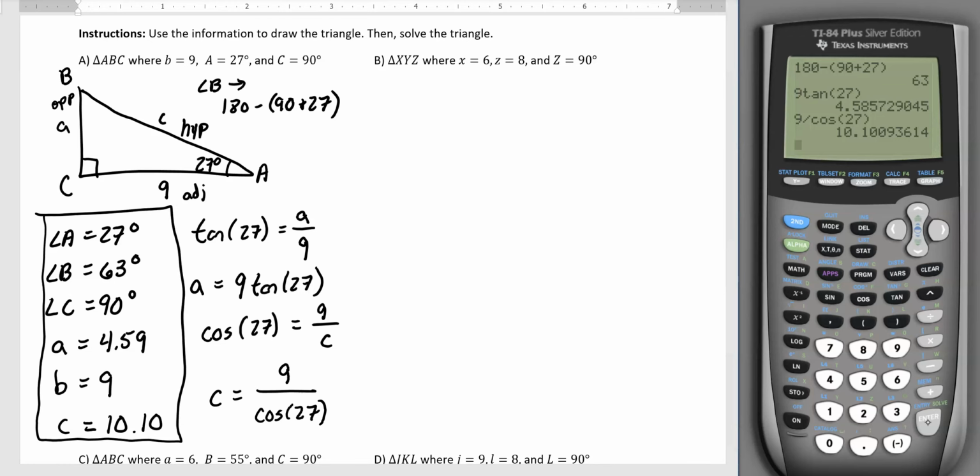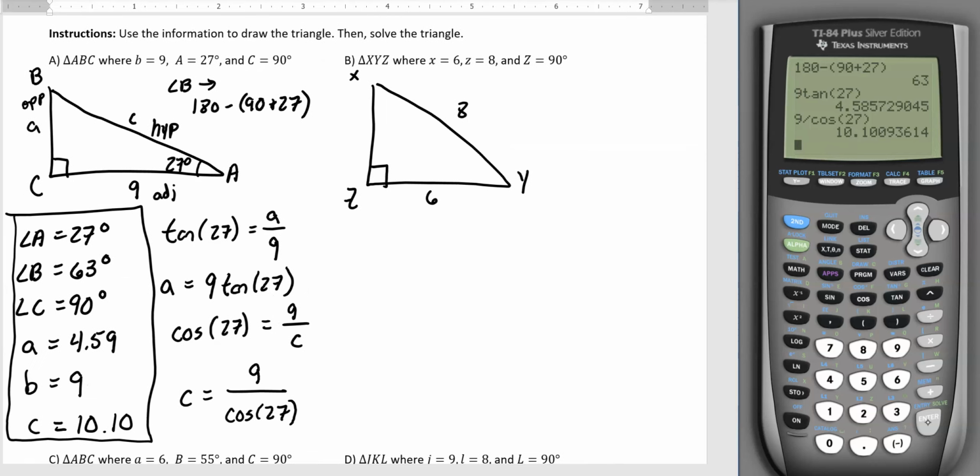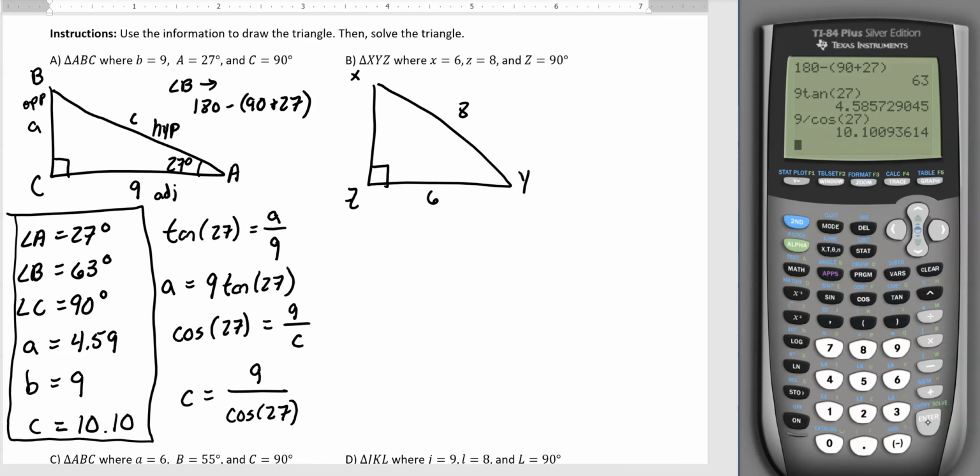Well done. All right, let's look at letter B here, triangle XYZ, where x is 6, side z is 8, and angle z is 90 degrees. So let's go ahead and draw a picture here. We know that this is angle z. We know side z is 8, and it doesn't really matter otherwise. We can say this is 6, and that means this is y. This would be side y. We don't know that one yet. Okay, let's go ahead.